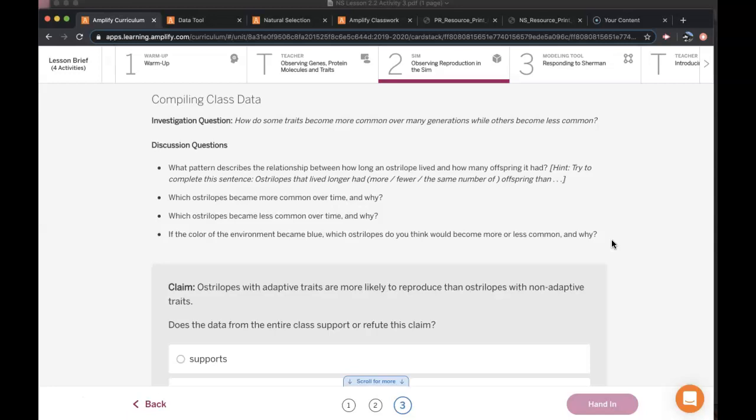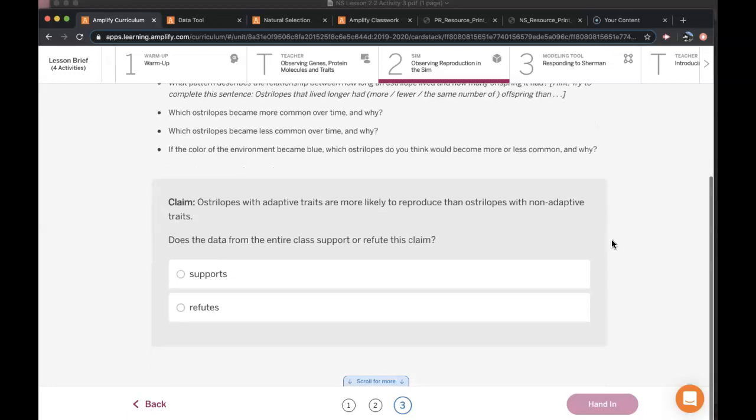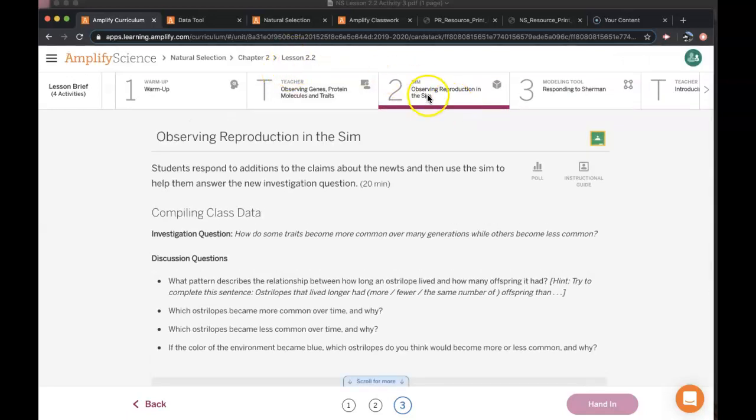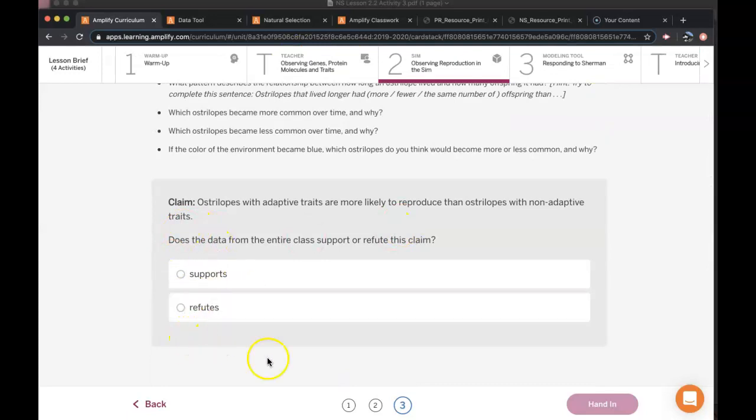So in this activity, you observed a pattern that Australopes that lived longer had more offspring. The yellow color 7 Australopes live longer because they were camouflaged in the yellow environment and were less likely to be eaten by predators. So the effect of living longer was that they were able to have more offspring. So I want you to think about this claim. Australopes with adaptive traits are more likely to reproduce than Australopes with non-adaptive traits. So does our evidence support or refute this claim? So on page 3 of lesson 2.2, activity 2, answer this and then press hand in when you're done.